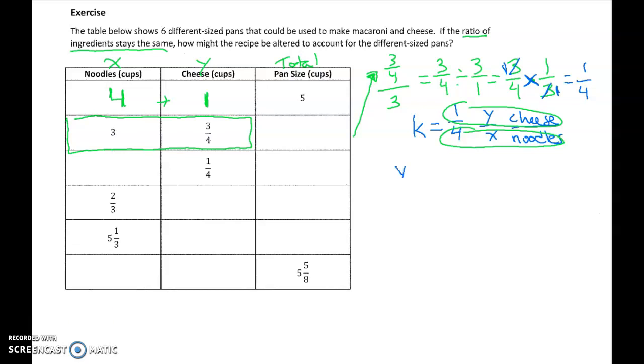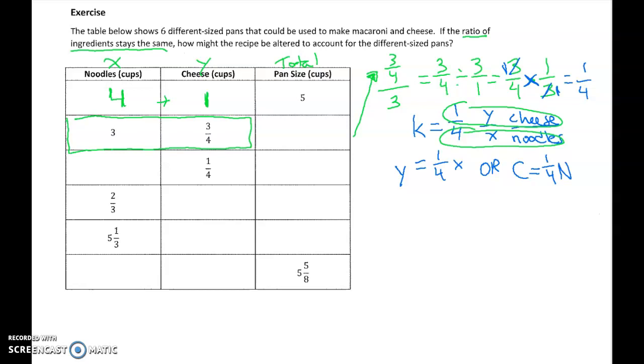I can write an equation, y equals 1/4 times x, or remember my y is my cups of cheese. I could say cheese equals 1/4 times how many cups of noodles.